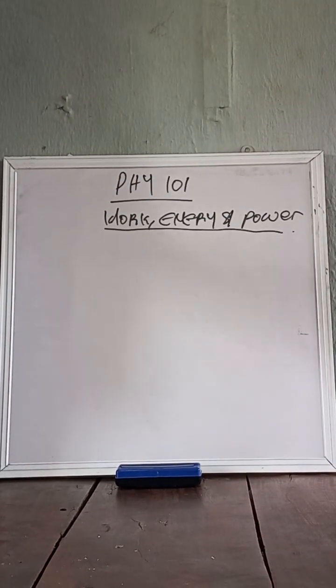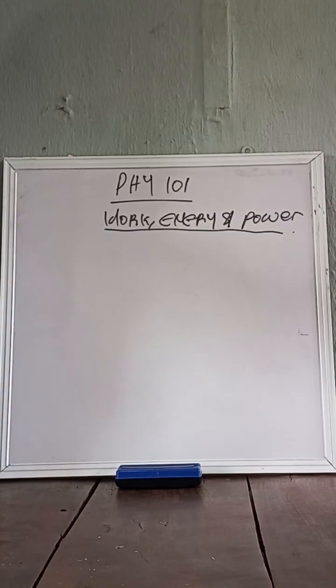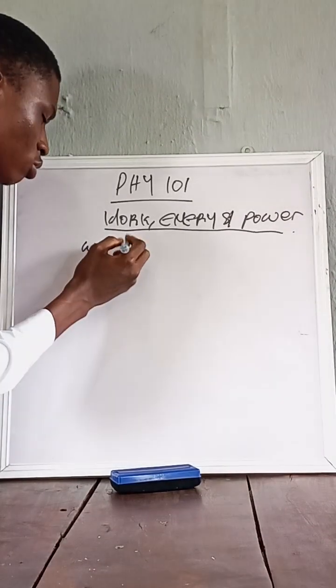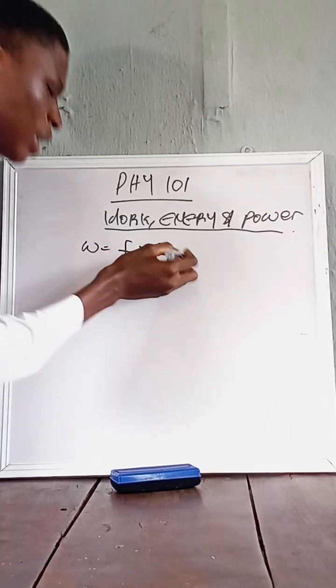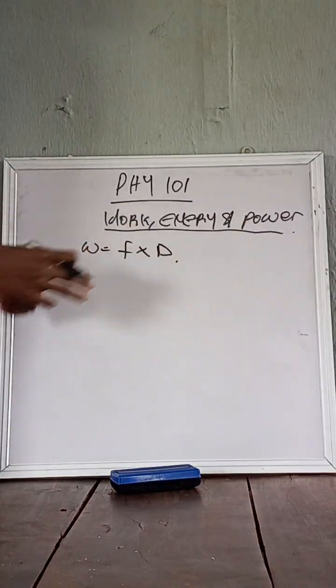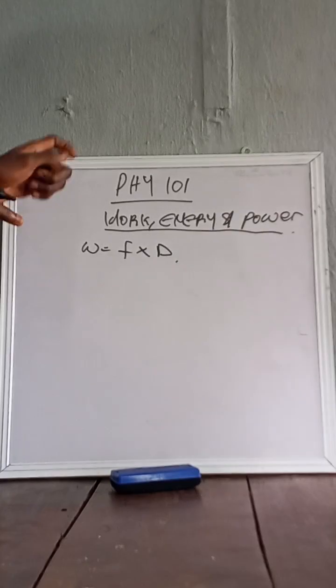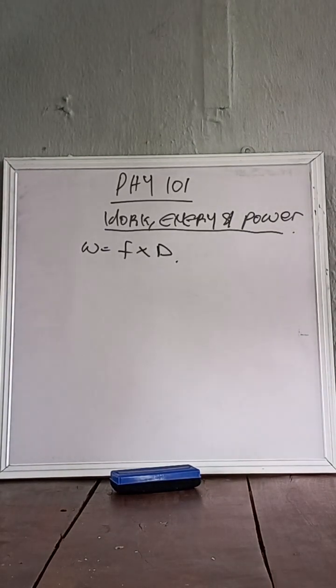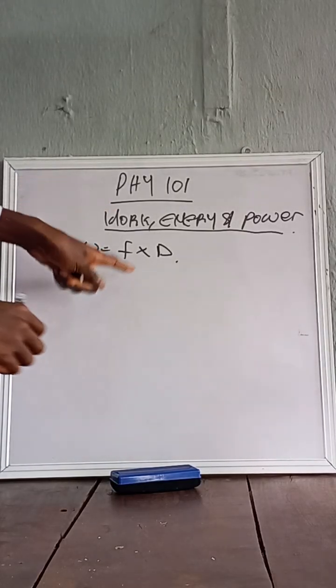What do we understand by work? In anything that you want to understand by work, work is the product of force and displacement. W is equal to force times displacement. It's not distance. Please take note, because work done is a scalar quantity, which is gotten from the combination of two vector quantities, your force and your displacement.